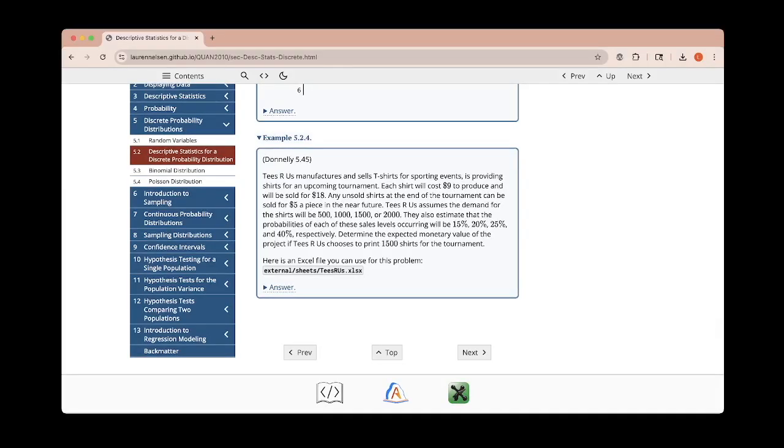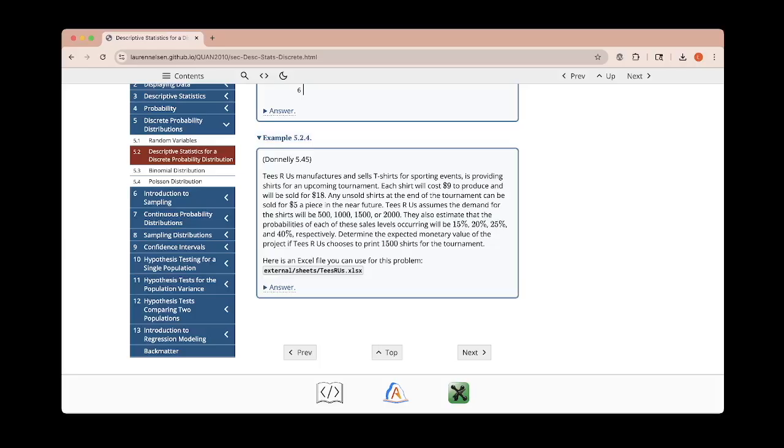Now let's do one more problem where we calculate the expected value or average for one of these discrete probability distributions. So number 4 here, it says Toys R Us manufactures and sells t-shirts for sporting events, and it's providing shirts for an upcoming tournament.